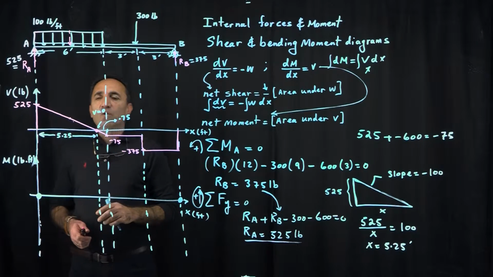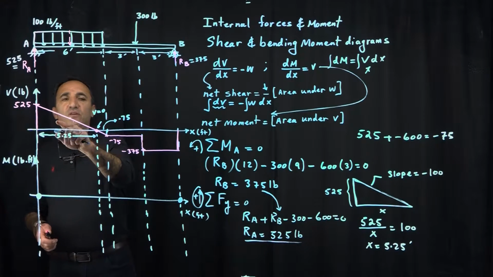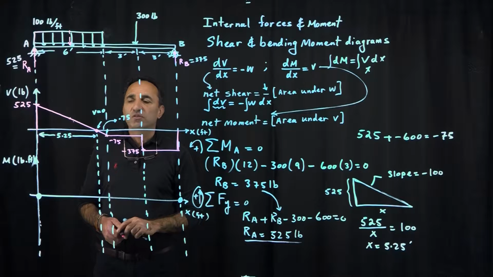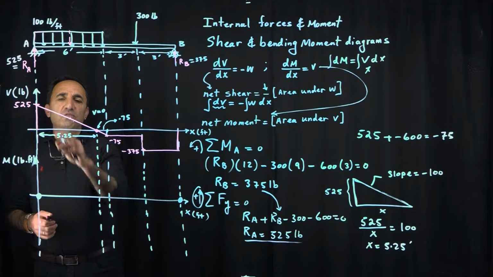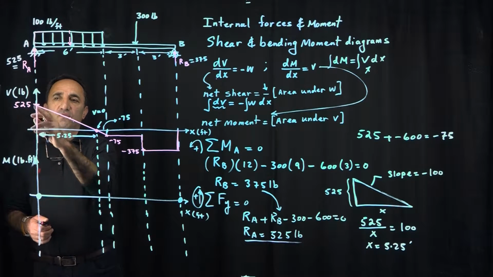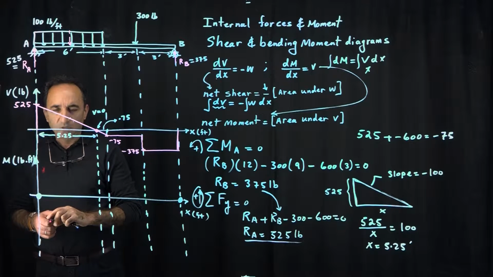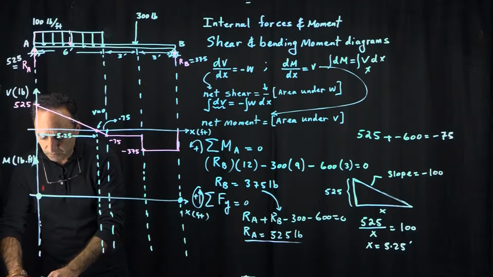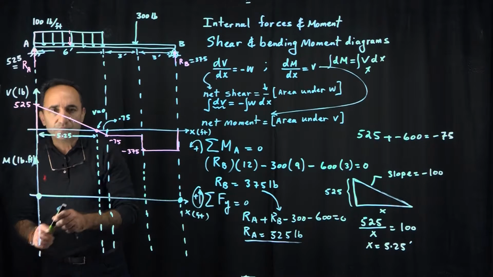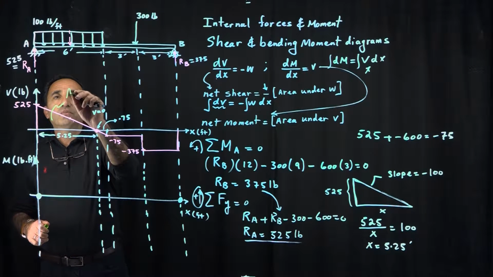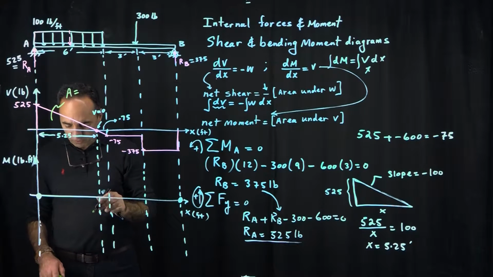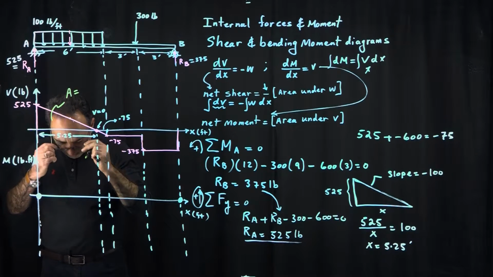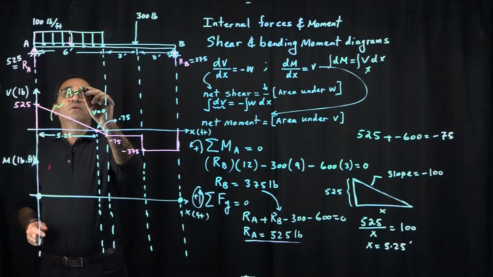Okay, so now what we have to do is to calculate the area of each segment under the shear diagram. So area is easy. This is a triangle whose height is 525, base is 5.25. So go ahead, find the area. This area comes out to be half base times the height. So it's about 1,378.125.